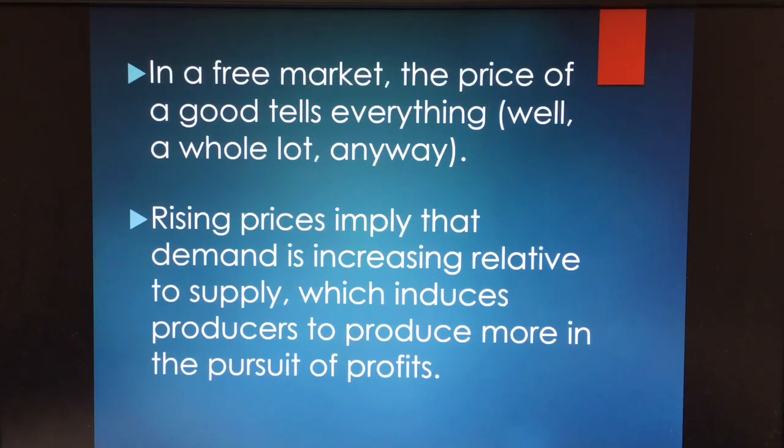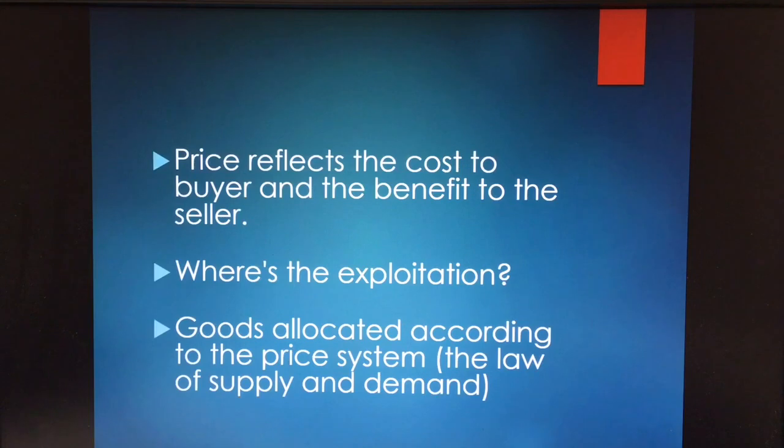Rising prices, for instance, encourage producers of a good to allocate resources to selling those products where the profit potential is greater. And so in that sense, they end up satisfying demand for the product, which actually helps bring prices down, as we'll see. Rising prices of a good imply that demand is increasing relative to supply, and that induces producers to produce more of them in pursuit of profits. The price of a good reflects the cost to the buyer and the benefit to the seller.